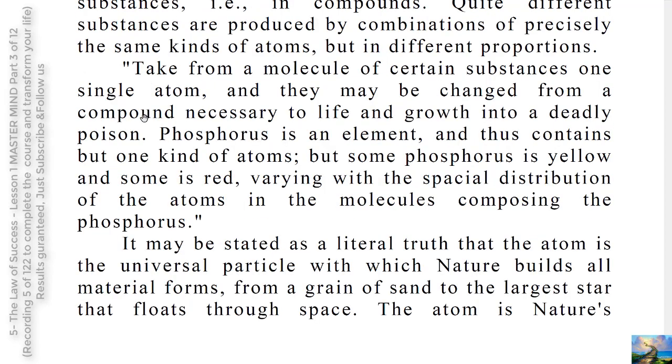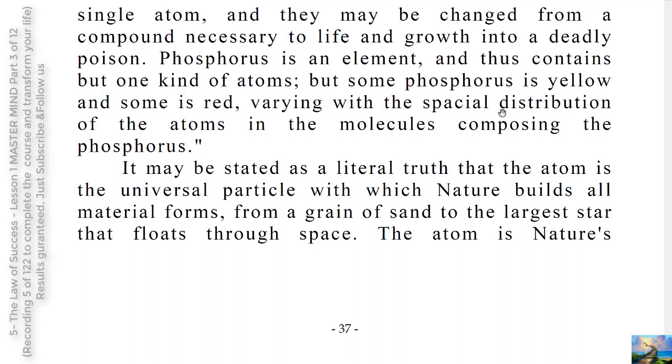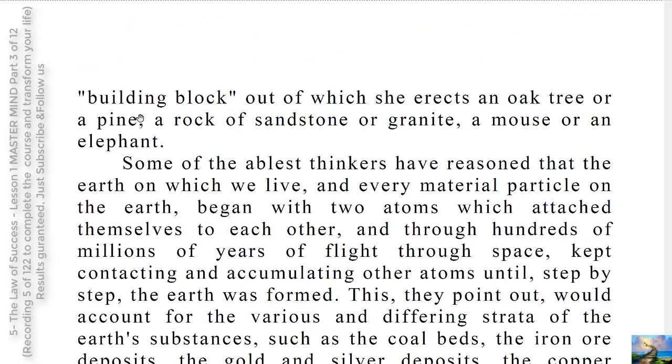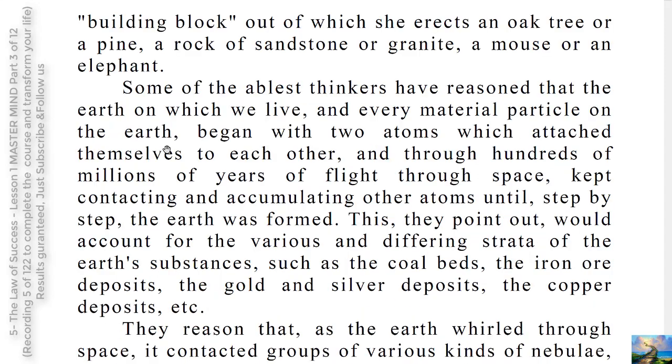Phosphorus is an element and thus contains but 1 kind of atoms, but some phosphorus is yellow and some is red, varying with the spatial distribution of the atoms in the molecules composing the phosphorus. It may be stated as a literal truth that the atom is the universal particle with which nature builds all material forms, from a grain of sand to the largest star that floats through space. The atom is nature's building block, out of which she erects an oak tree or a pine, a rock of sandstone or granite, a mouse or an elephant.